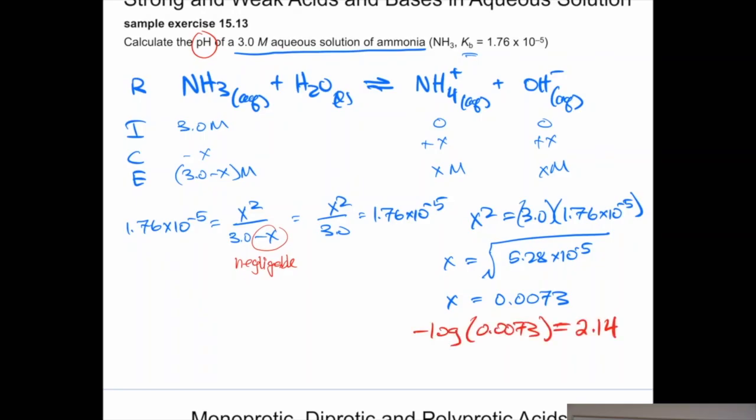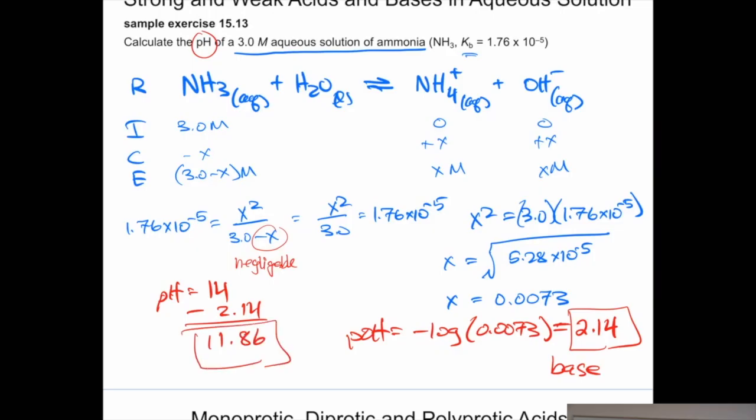Is this the right answer? No, it's not the right answer. You've got to subtract it from 14, because we're working with the base. One of the most common errors students make is that they do all this stuff and say, okay, here's my answer, without recognizing what it is they're doing. We're working from a base. Don't be that student, okay? This is a base. All I did was calculate the negative log. That's the pOH. So the pH is going to be 14 minus 2.14, which would be, what is that, 11.86? Yes.